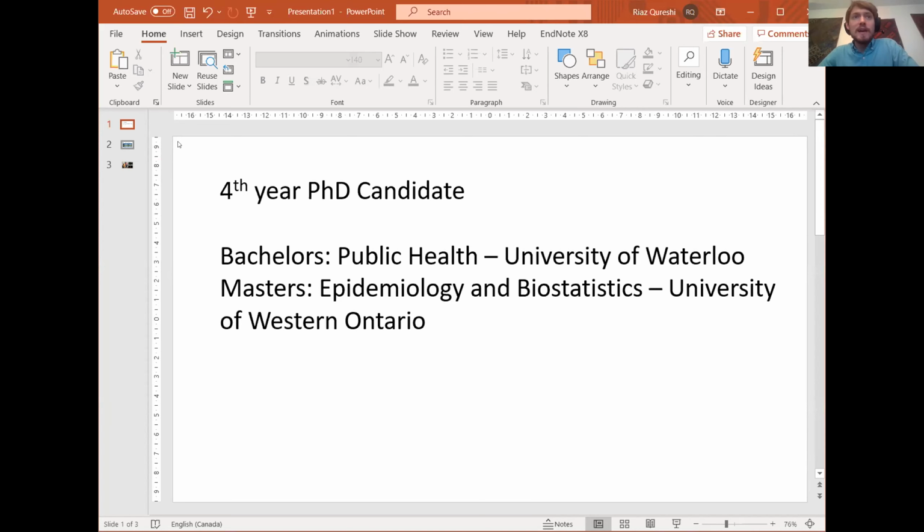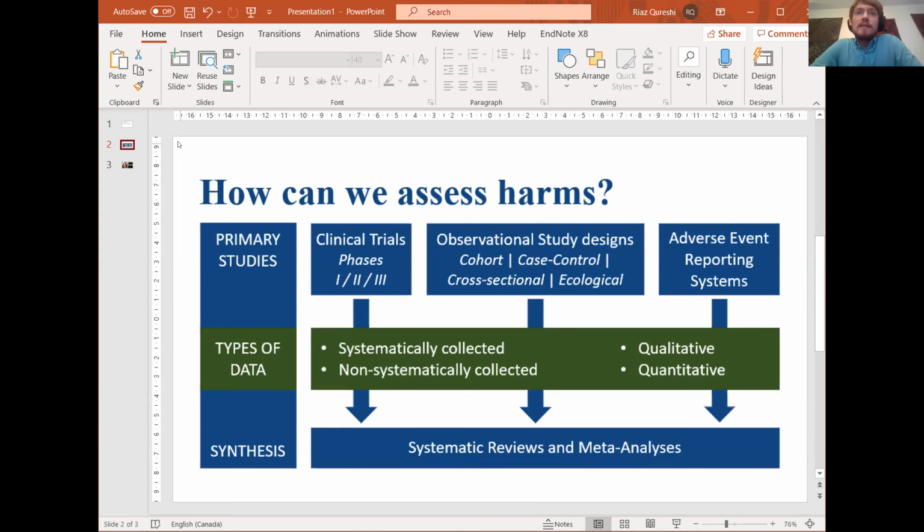And my research has been, or my dissertation research at least, is focused on adverse events and harms. So the whole gamut from collection in primary studies to presentation of that data and then synthesis of that data.